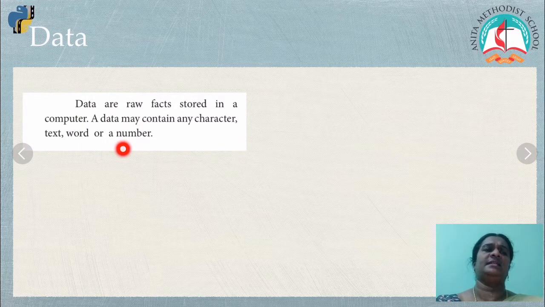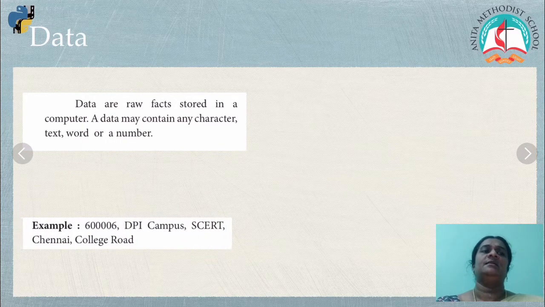Let's see a few examples. See, the pin code number is given, the TPI campus, then secretariat, the short form, Chennai, and then College Road. So these are some raw facts as we get the data. It's not arranged in any kind of order. So that is called data.